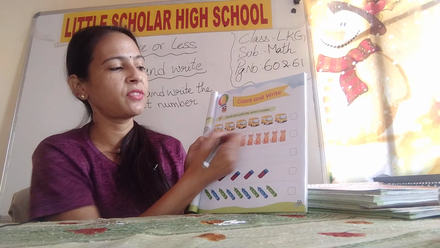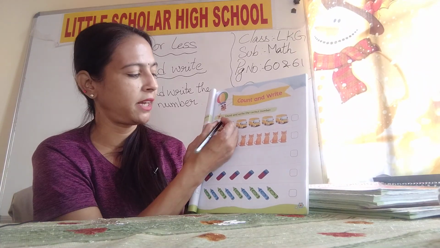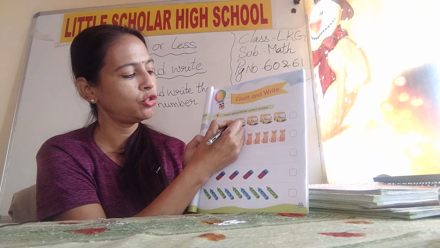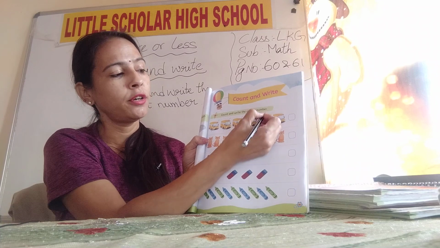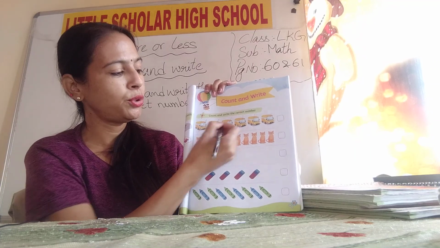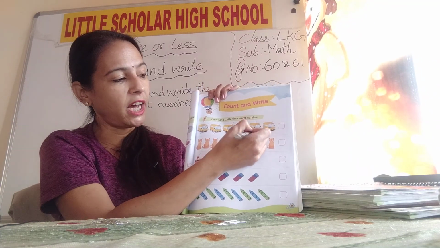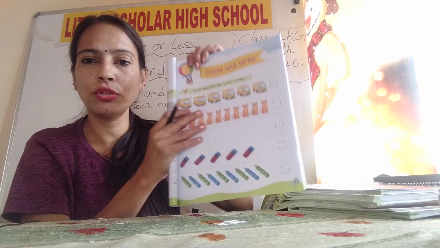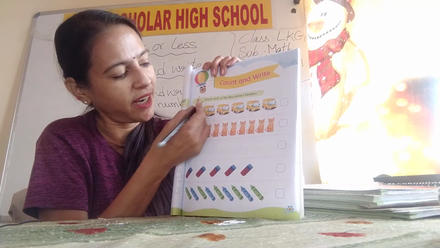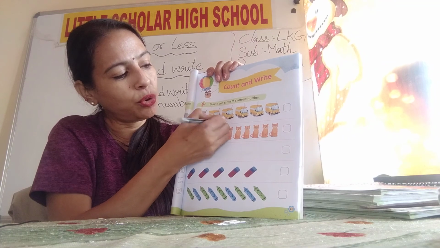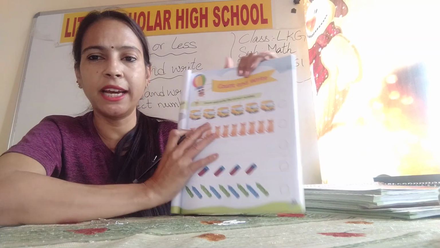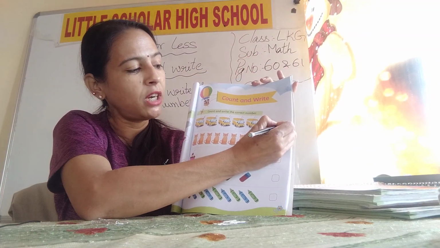Now, how many buses are there? Let us count. 1, cut and count. 1, 2, 3, 4, 5, 6. Again, why am I showing you to cut and count? So that you will not make a mistake like how I did first, right? Again, 1, 2, 3, 4, 5, 6. 6 buses. Now we'll write the number 6.